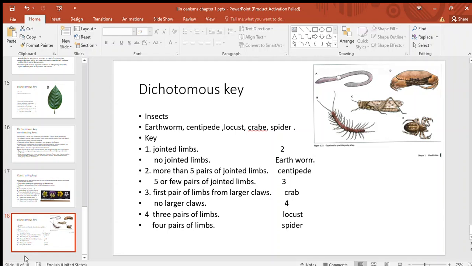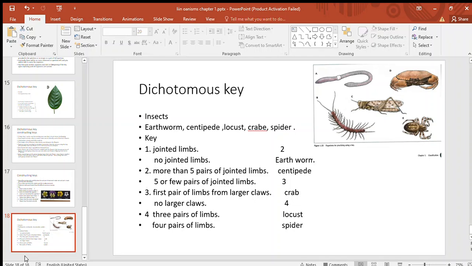How to write a dichotomous key? The same pattern, same way. Here we take 5 insects: earthworm, centipede, locust, crab, spider. Now, the first statement, jointed limbs, and the alternative is no jointed limbs. If we take jointed limbs, we have to move to statement number 2. And if we say no jointed limbs, then it is the earthworm.